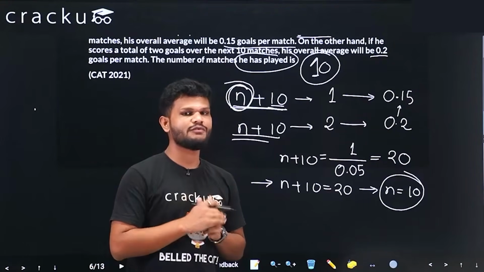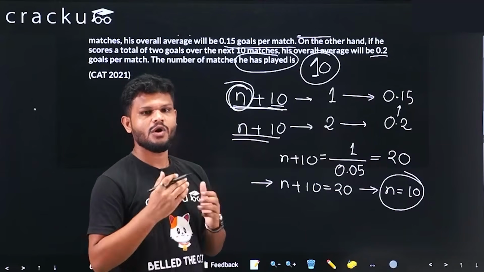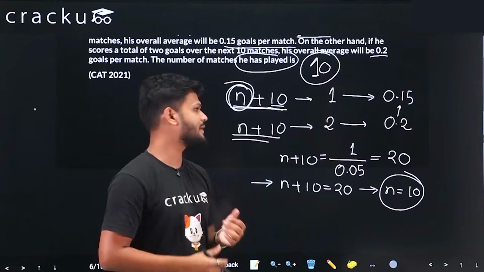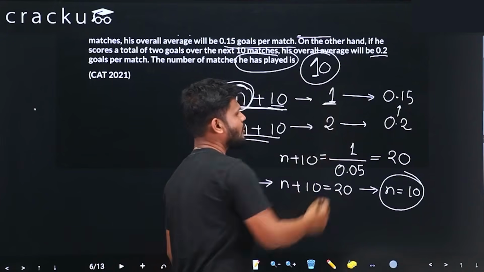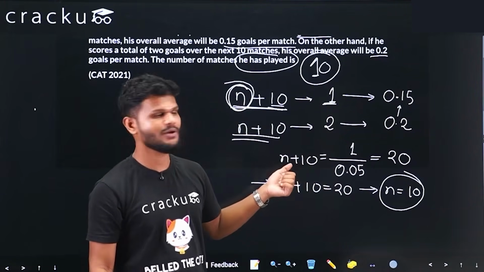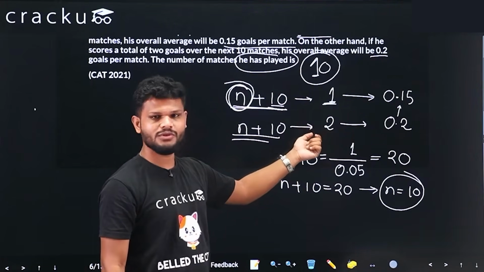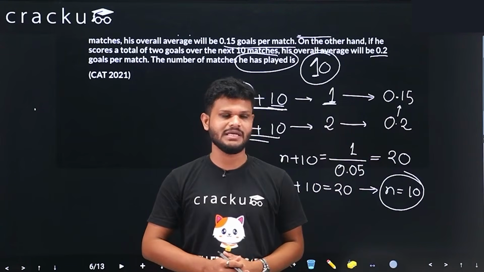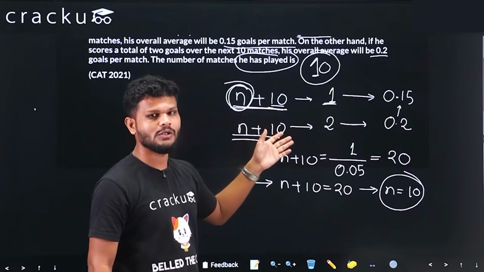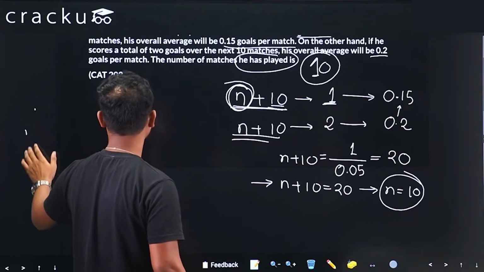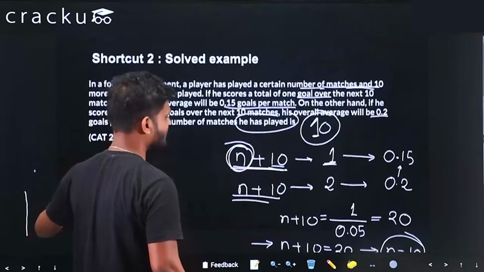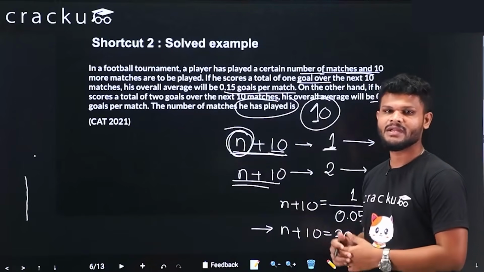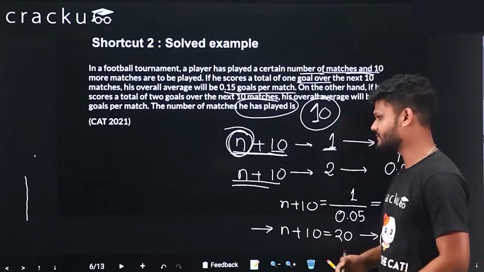So if the number of total matches is remaining the same, what is that number? It is equal to the difference between the absolute values, which is 1 goal, or total values I can say, in the scenarios, divided by the difference in the averages in both scenarios. So this is how you solve the question. Here, instead of writing big equations, you could just solve it by this method. Now let us look at the next one.